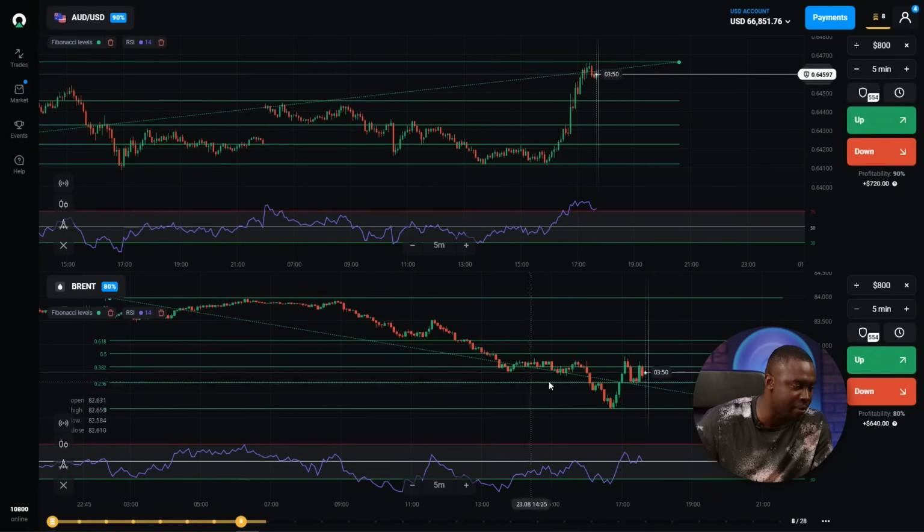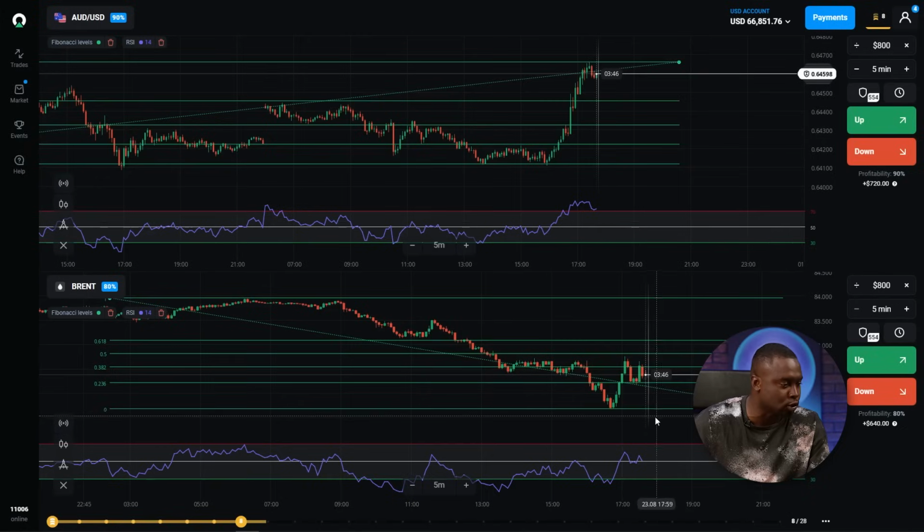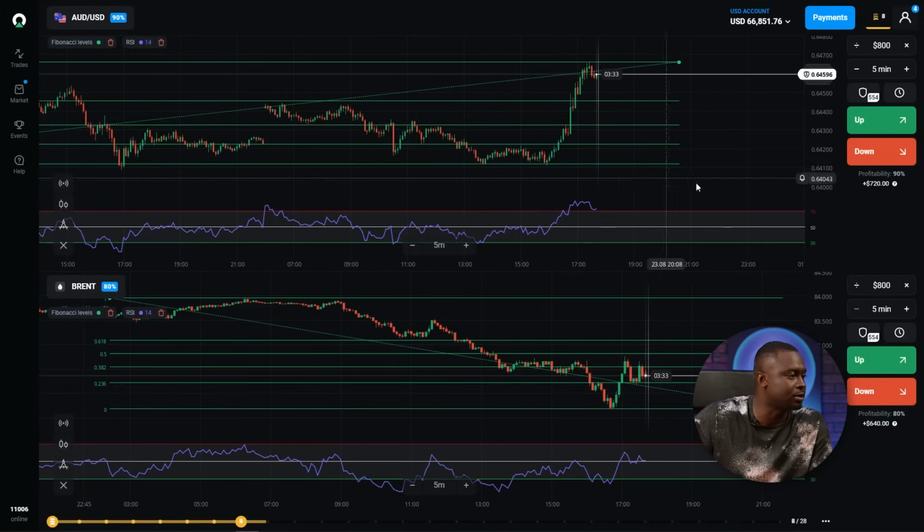point. So once price breaks out of the 23rd level, I'm more than likely to open a down trade, because I would believe that the price has started to pull back. So one moment, let's see. So I have my trade duration set up, that is for 5 minutes, and also the trade amount of 800.